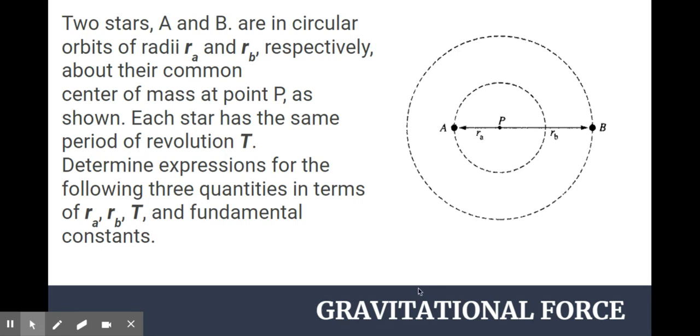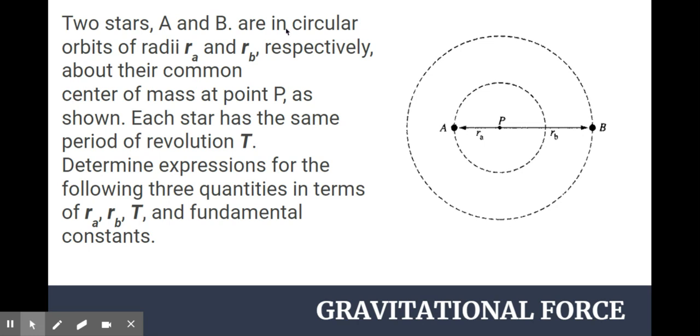Okay. Two stars, star A and star B, are in circular orbits of radii RA and RB, respectively. And they are orbiting about their common center of mass point as shown. Please note that P is the center of mass. It is not an object. There is nothing at point P. It's simply the center of mass. All right. There are only two objects here, star A and star B. They're orbiting each other.